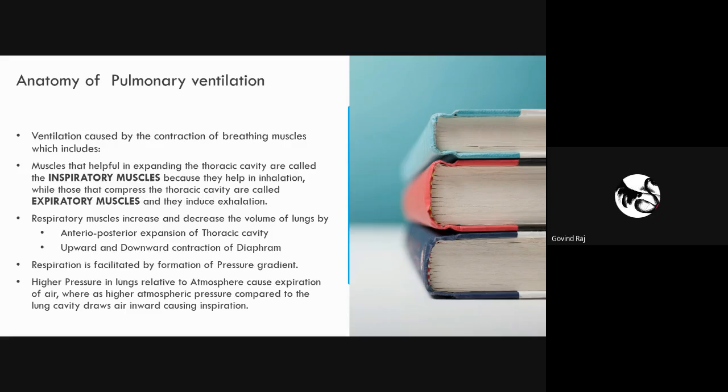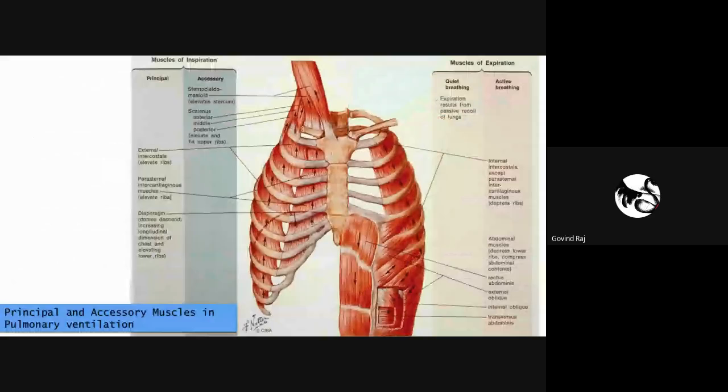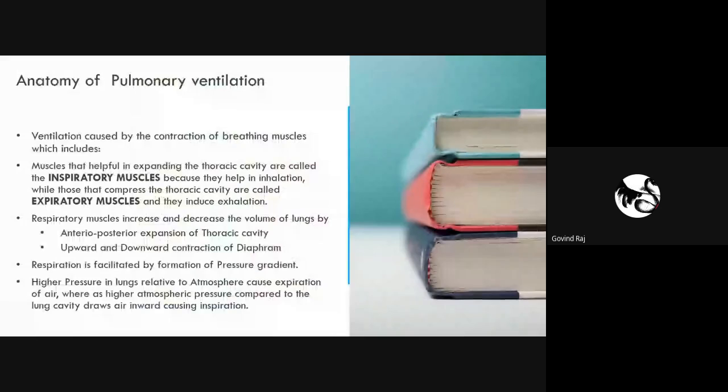is the process by which we breathe out the air, that is the carbon dioxide, and the carbon dioxide containing impure air is exhaled. So for exhalation, expiratory muscles help in the exhalation process. So the respiratory muscles, how do they increase and decrease the volume of lungs? Here the anterior posterior expansion of the thoracic cavity results in the change in the volume of lungs.